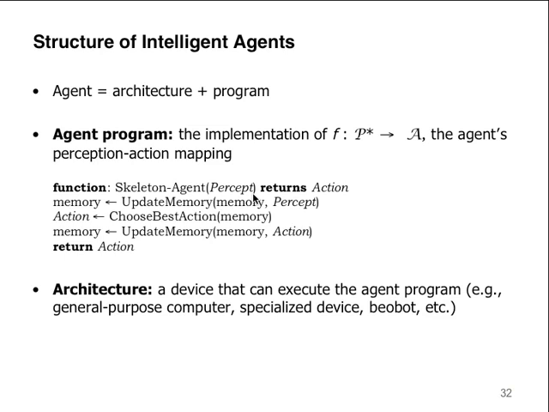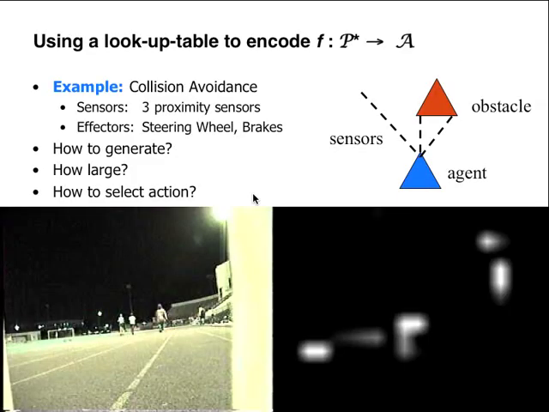In terms of the architecture, that's the device that can execute the agent program. The mobile phone might be the architecture. The robot might be the architecture. The computer program, general purpose program, specialized devices, things of that nature. So we can use what's called a lookup table to encode the mapping agent response action.